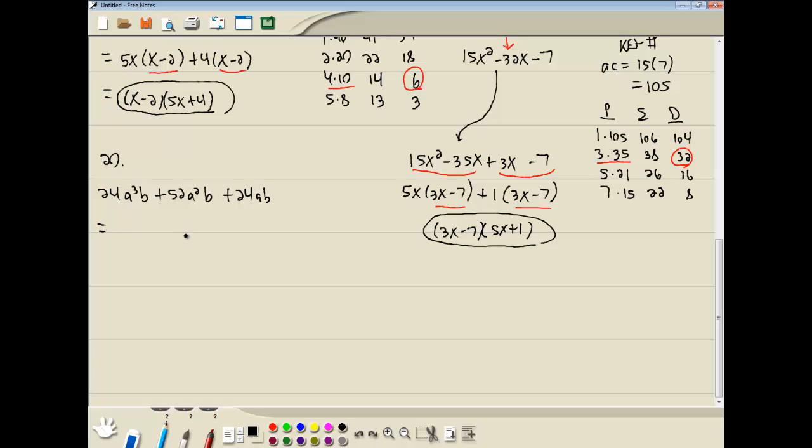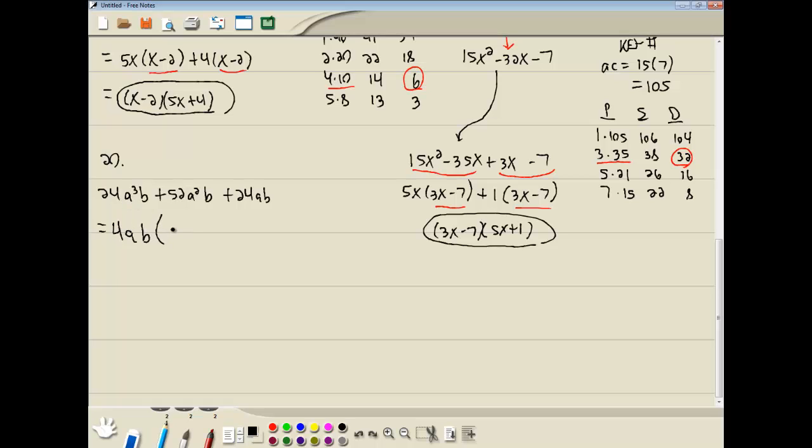Our first method of factoring is always GCF. 24, 52, and 24, I think are all divisible by 4. I think that's it. Now A's. A third, A squared, A. So we'll bring out an A. Always bring out the one with the smallest exponent. B, B, B. So bring out a B.